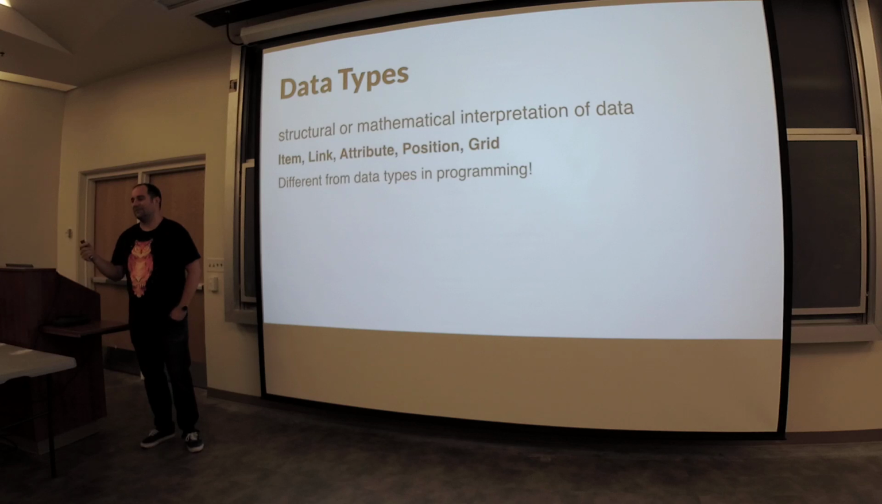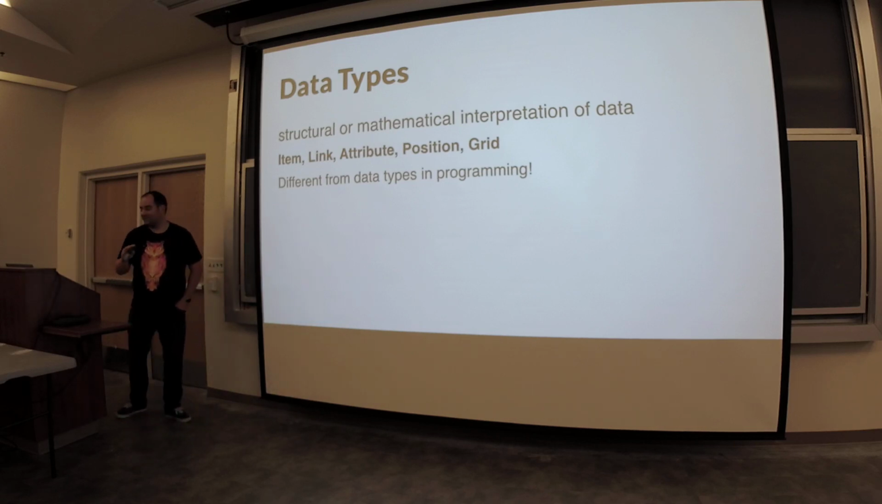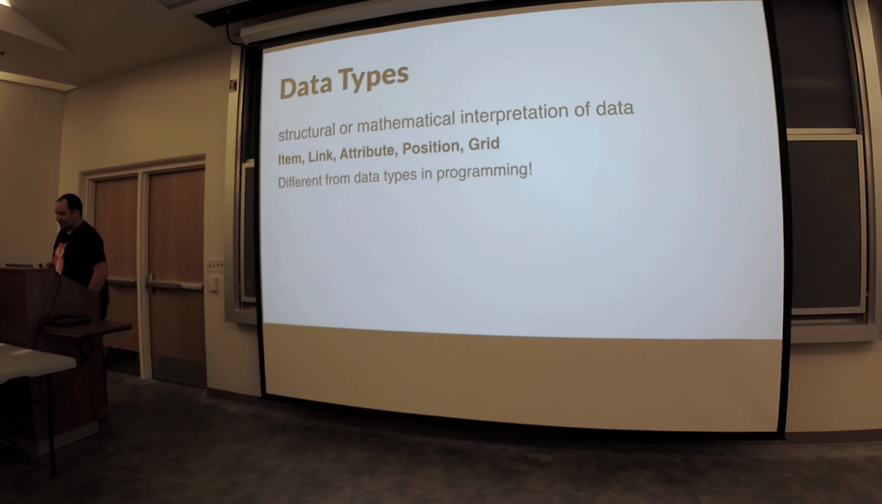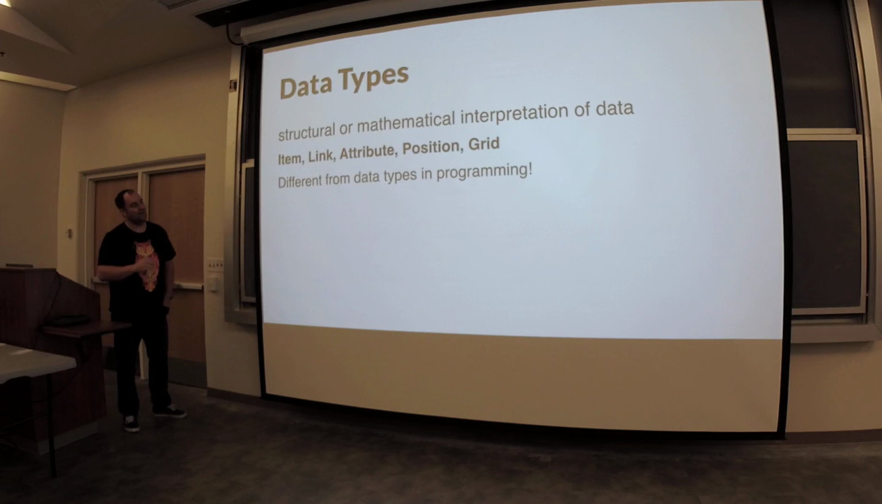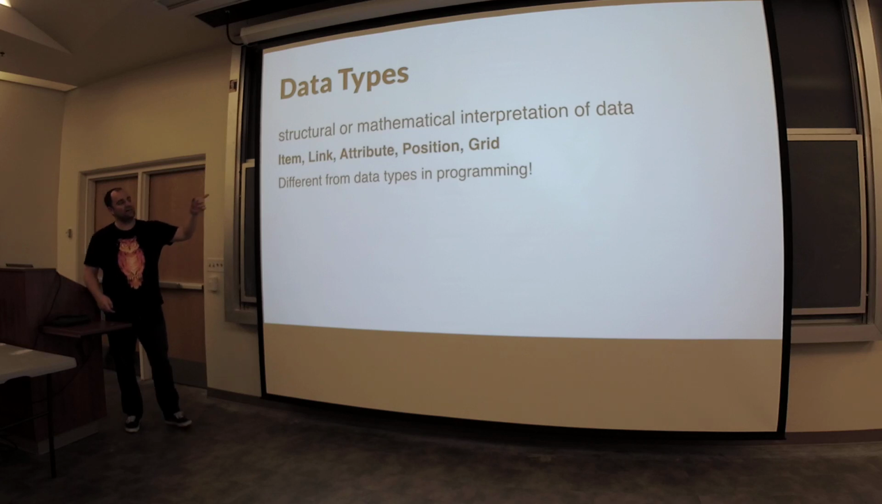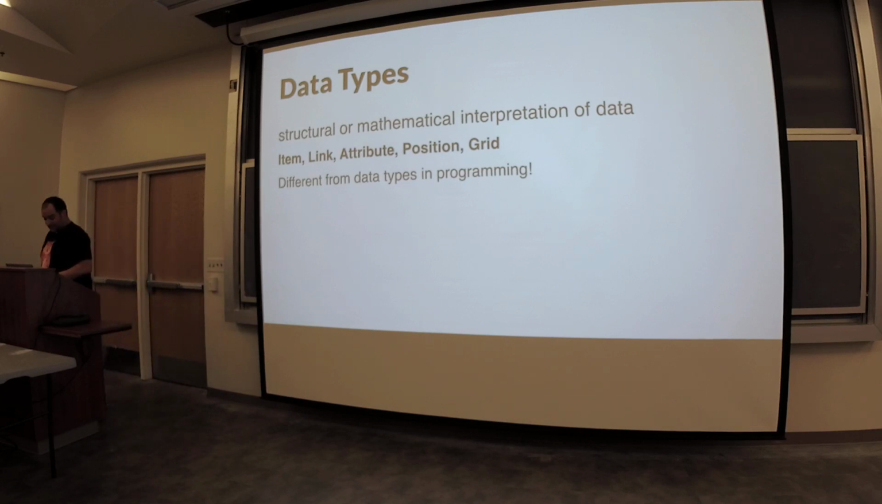So for example, an int could be used as a link because it points to another ID. So this is a little bit different. And so the data types here are item, link, attribute, position, and grid. We'll go over them one by one, but items and attributes are in tables, links are in networks, and positions and grids are in these fields or grids on their own. So let's review them.